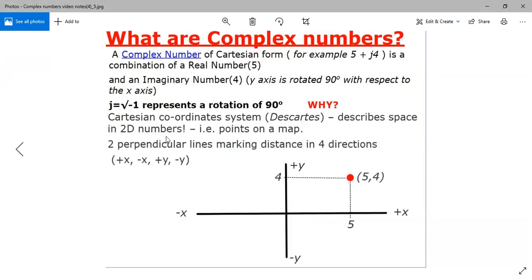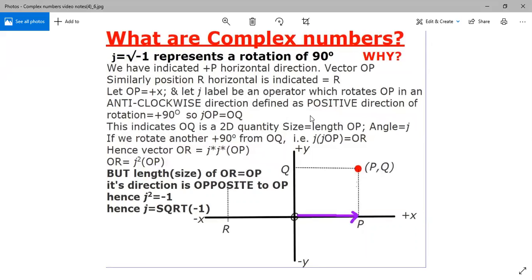Why is that? If we look at a Cartesian form of a complex number, on a sheet of paper, a 2-dimensional plane, for example, if we have a coordinate point on a map, a point on a sheet of paper, it goes 5 horizontal, 4 vertical, we have an X and Y pair. We've got two perpendicular lines marking out 4 directions: positive vertical, negative vertical, positive horizontal, negative horizontal. So why is the J operator the square root of -1?